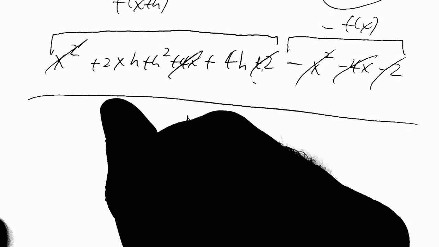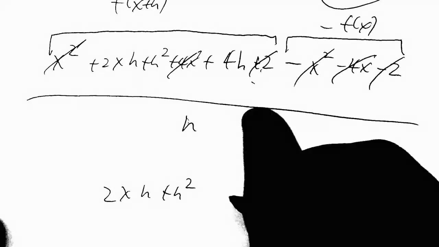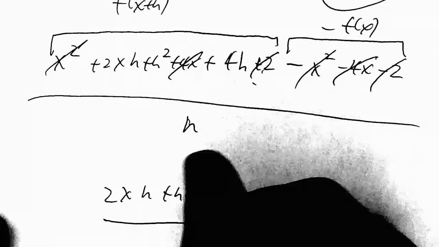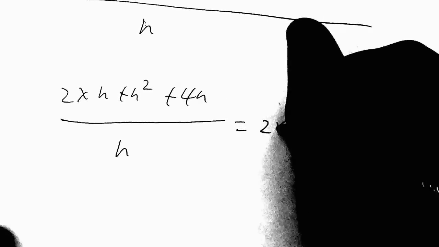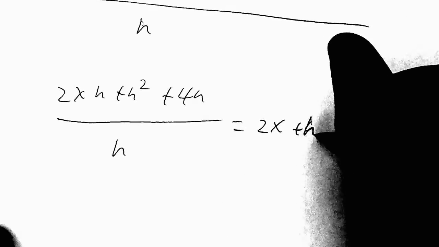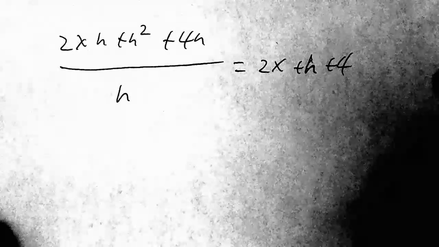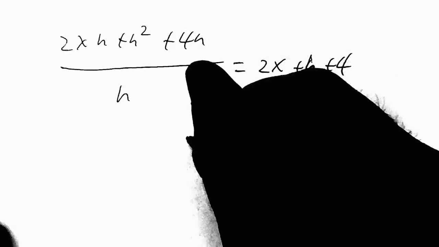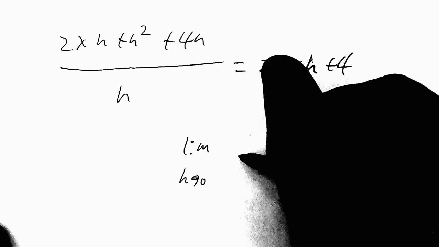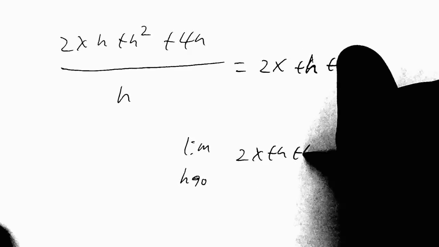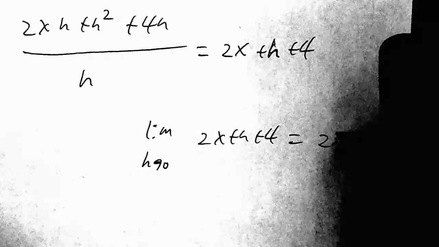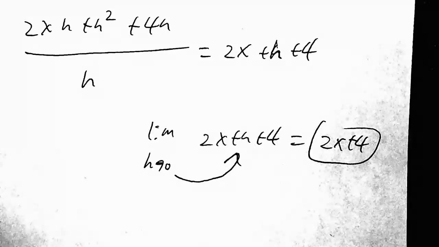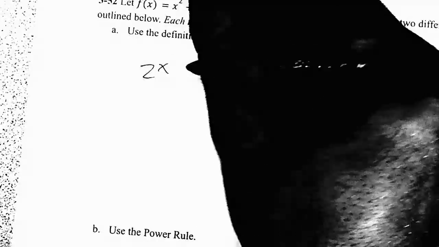So what's left over is 2xh plus h squared plus 4h all over h. You divide each of these terms by h. So you get 2x plus h plus 4. Then you take the limit now as h approaches 0 of 2x plus h plus 4, and you get 2x plus 4 because that 0 goes in for h. Okay, so that's all the work for this one. You get 2x plus 4.